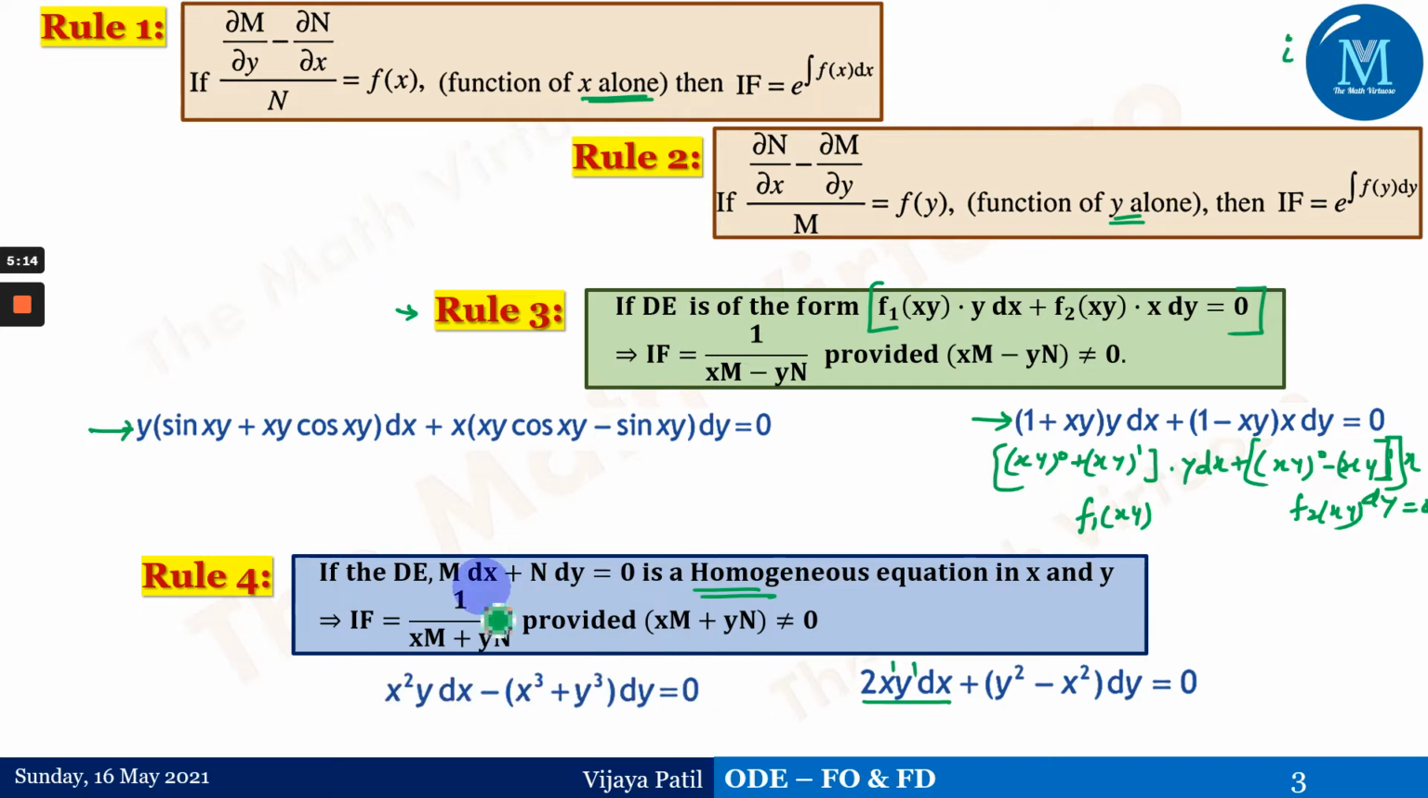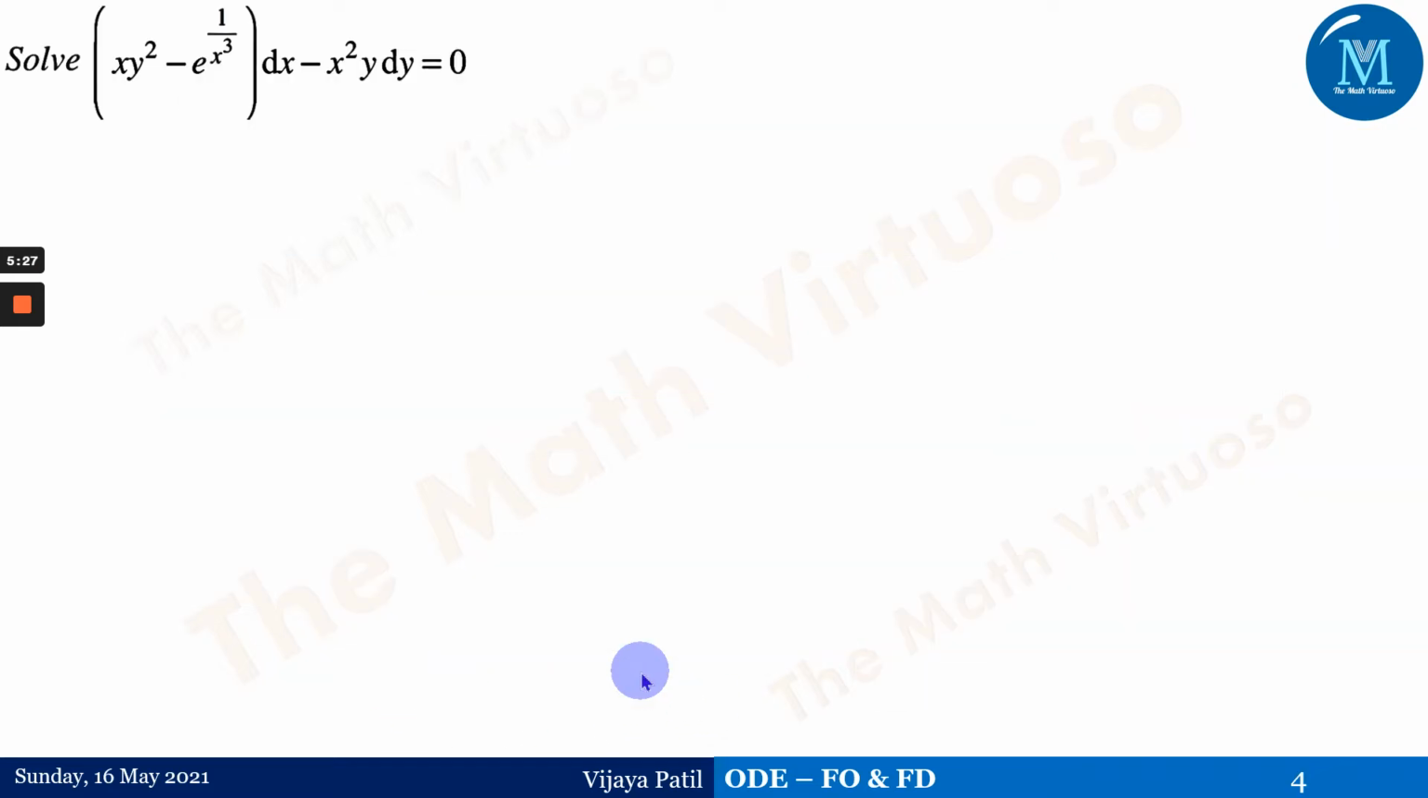I have discussed in detail when an equation is said to be a homogeneous equation. Similarly, another example could be x square y dx minus (x cube plus y cube) dy is equal to 0. If you observe here, degree 3 here, degree 3 here, degree 3 here, this is also a homogeneous equation. Let me take you through the different examples.